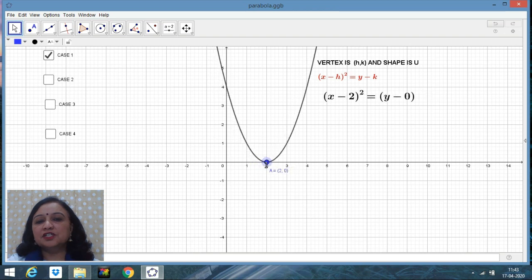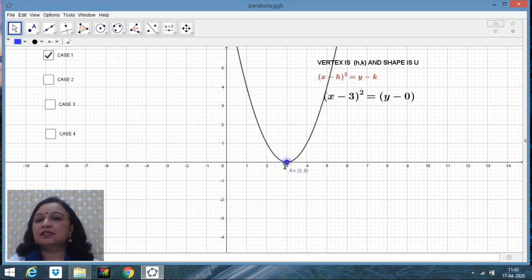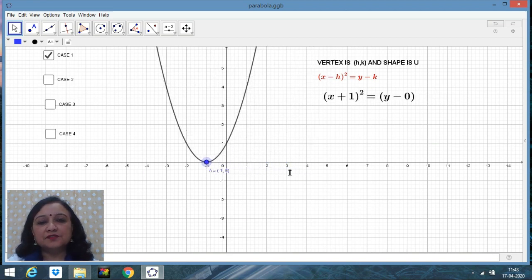If I shift it further, then the equation changes to (x minus 2) whole square is equal to y minus 0. The shape is U and the turning point is (2, 0). If I give you the equation as (x minus 3) whole square is equal to y minus 0, then also the same case. Now let us move towards the left side of the x-axis.